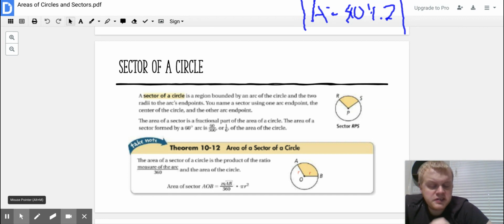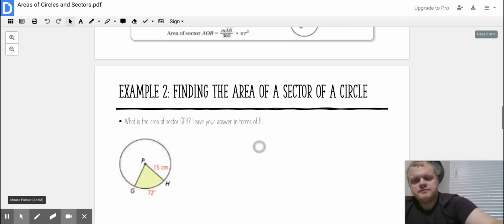So again, it's always going to be part over whole. The measure that's highlighted there is going to be the measure of that arc, whatever that degree is, over the whole degrees, part over whole, times the area of a circle, which is pi r squared. So we're just putting everything together. Like yesterday, we learned part over whole. Same thing today. We're introducing that part over whole, and we're multiplying it times the area. Okay. So let's take a look here.